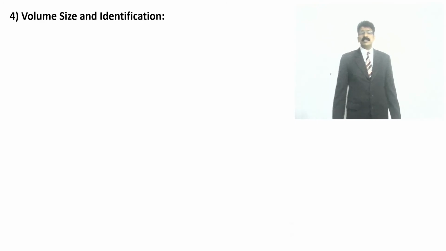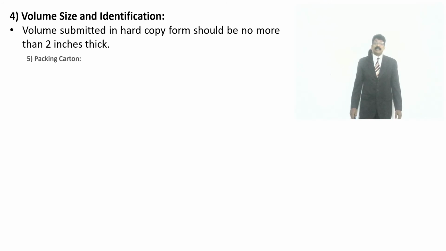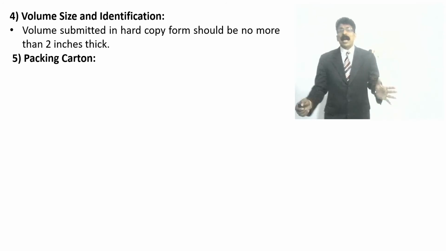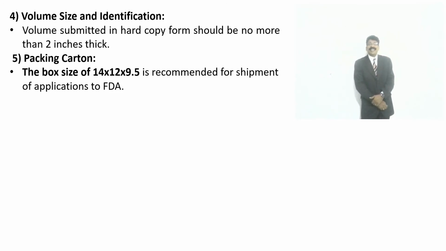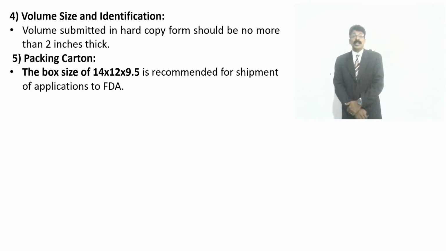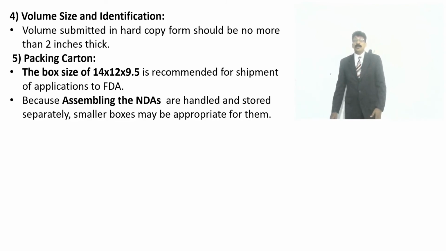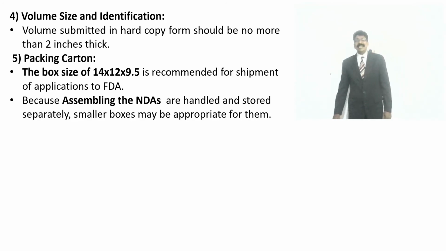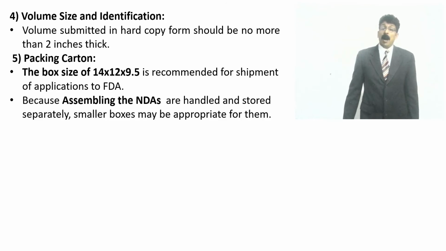And volume size and identification: the volume submitted in hard copy form should be no more than 2 inches thick. The thickness, packing cotton, how to pack in a cotton, cardboard cotton. The box size 14 into 12 into 9.5 inch is recommended for shipment of application to FDA. Because assembling of new drug applications are handled and stored separately, small boxes may be appropriate for them.